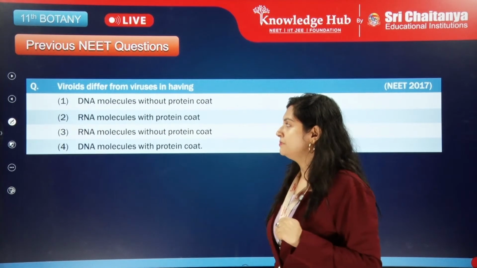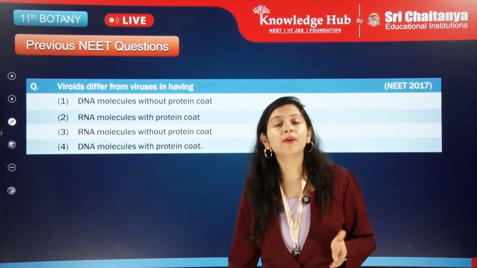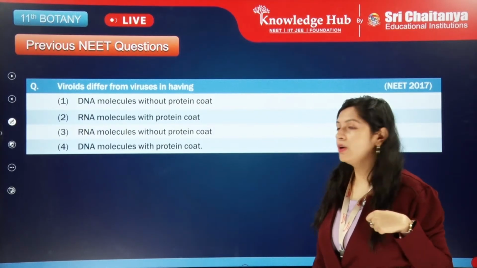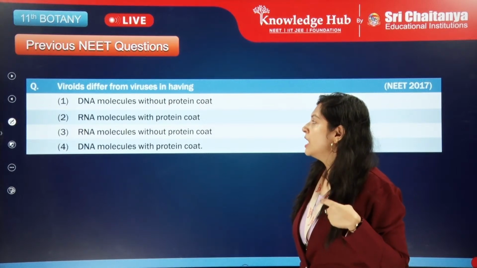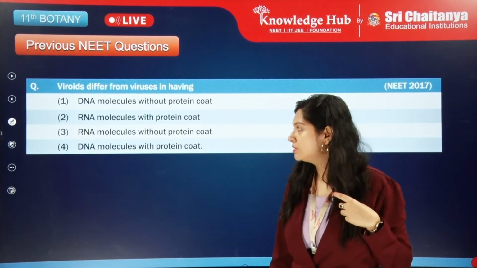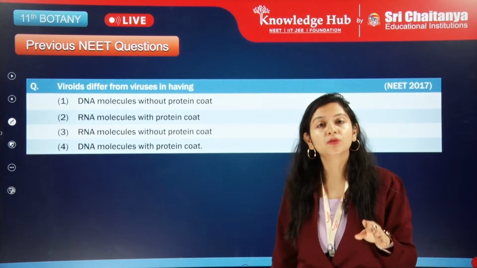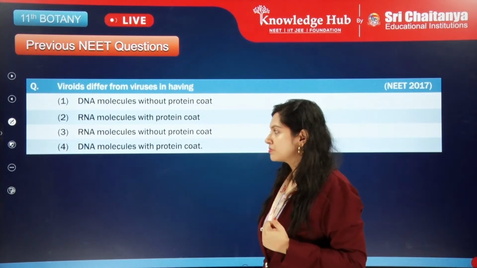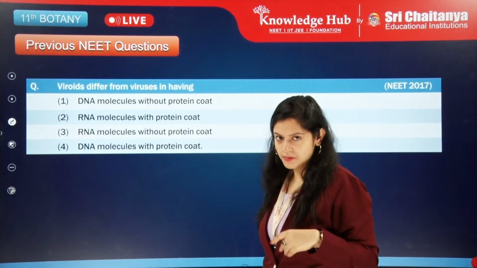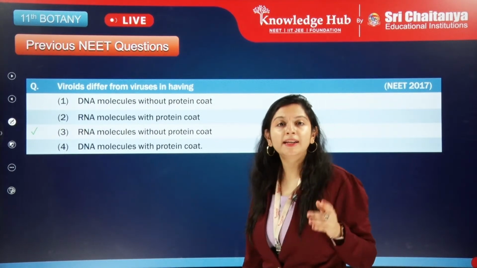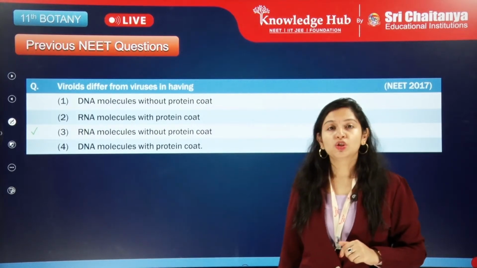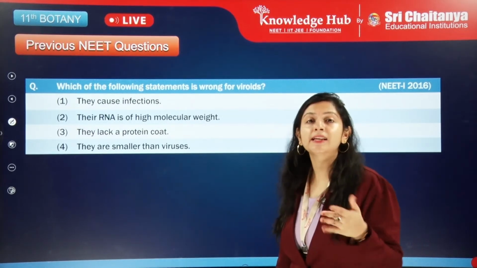Now let's see this: how viroids differ from the viruses in having what? DNA molecules without protein coat, RNA molecules with the protein coat, RNA molecules without the protein coat, or DNA molecules with protein coat. Let's see the answer. The answer is RNA molecules without protein coat. Now let's see the next question.